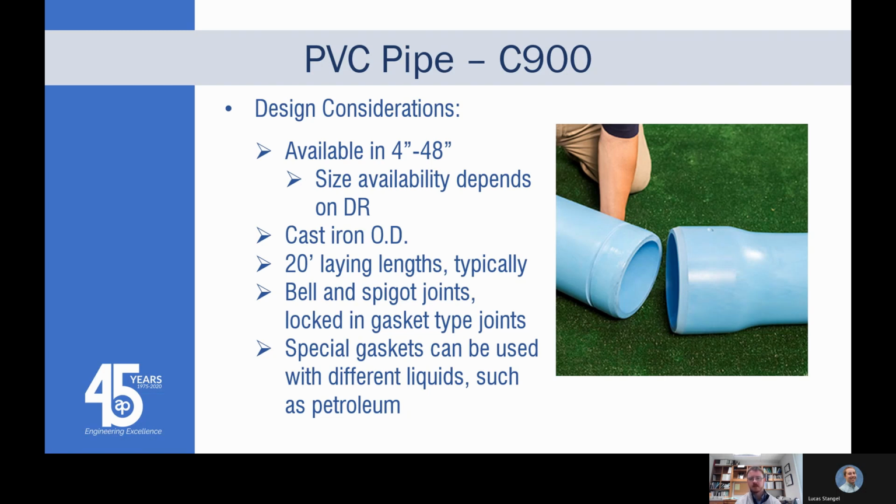There are some instances where the pipe suppliers have slightly different testing if you get away from the 20-foot laying lengths, but you can order different lengths. Typically, the bell and spigot joints are used. That's what you typically see from the manufacturer. There are locked-in gasket type joints that you can specify. And special gaskets can be used with different liquids, such as petroleum and some of those harsher chemicals. I don't think too many folks in this room will run into that, but it is available.